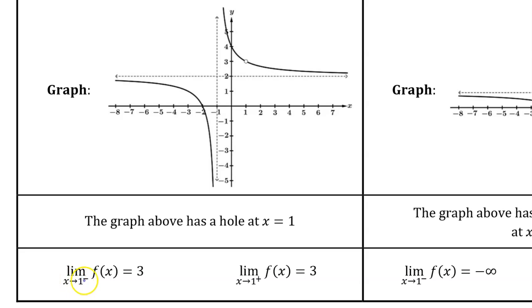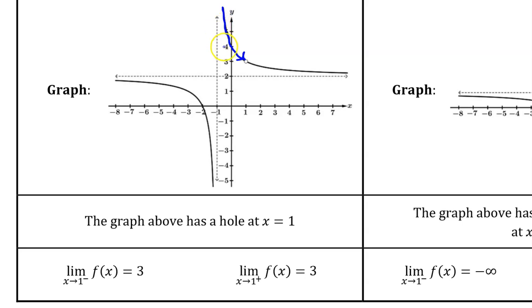I want to teach you about this limit notation when you see a negative sign as a superscript. This would be read the limit as x approaches 1 from the left of f of x. So this describes what happens to the y values as we approach 1 from the left.